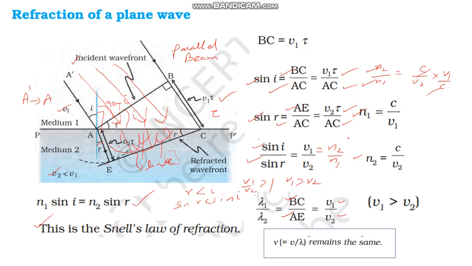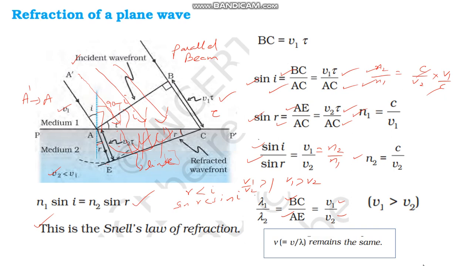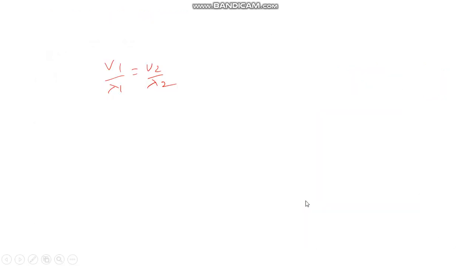Or you can rearrange this equation and write it as V1 by lambda 1 is equal to V2 by lambda 2. Just rewriting this equation. But what is this? These both are equal to frequency, because V is equal to lambda nu is the equation we know.